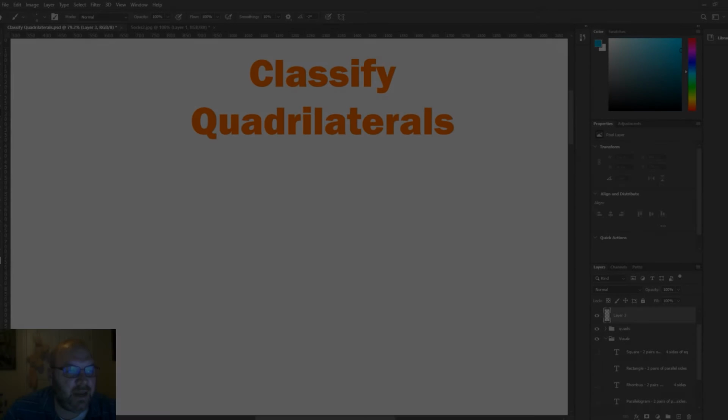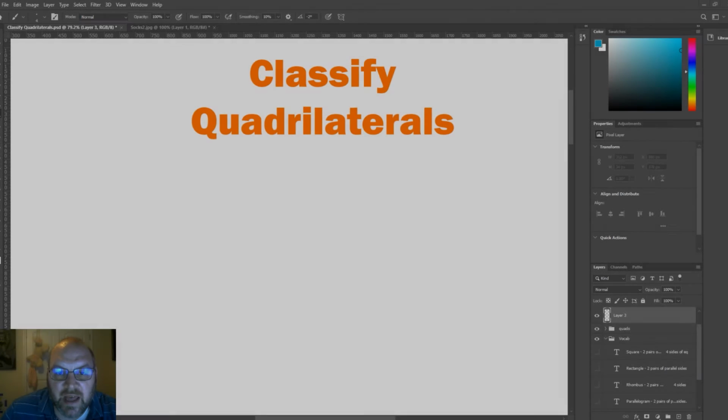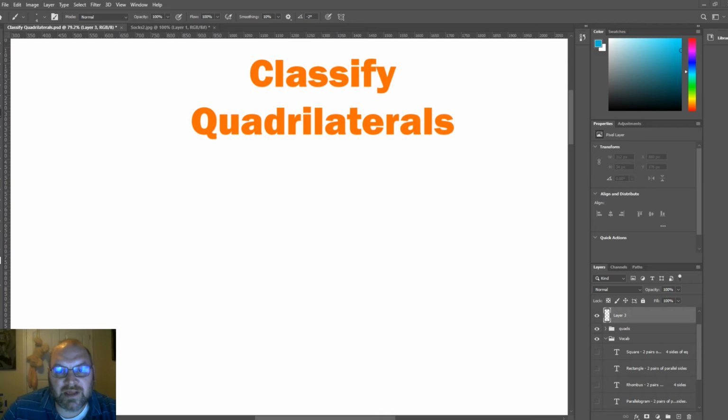What's up, everybody? Today we're going to be classifying quadrilaterals. First, what is a quadrilateral? Well, we look at our prefix quad, and quad means four. So we're going to be classifying four-sided shapes, okay? And to classify just means to put into groups based on their traits or their characteristics.